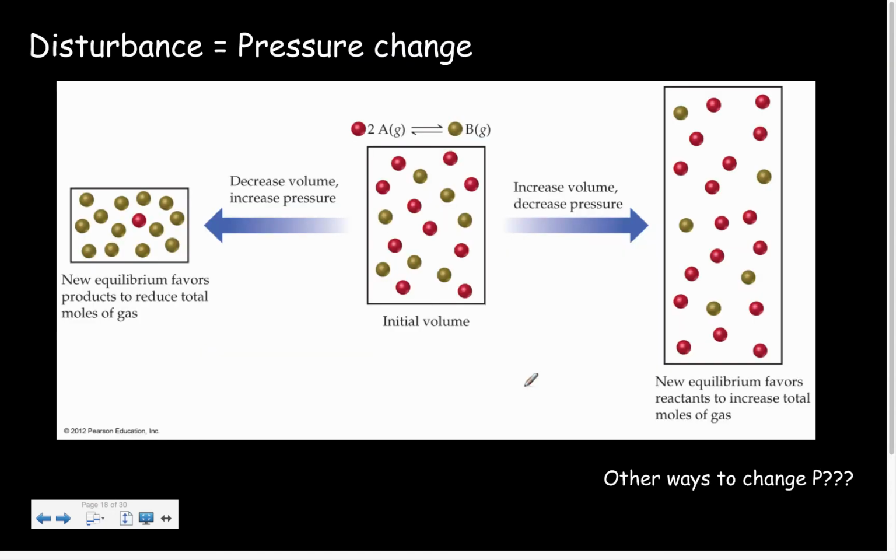All right. Pressure changes. Same sort of thing, wherein if we have a system at equilibrium and we disturb it, it's going to go back to that same K value.